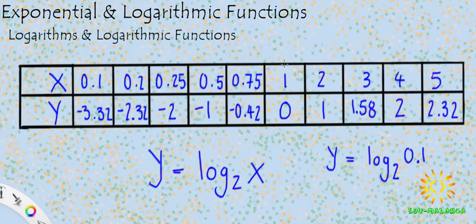Let's move now to draw the other side. When x is 2, y is equal to 1, and when x is 3, y is equal to 1.58. Let's draw that.